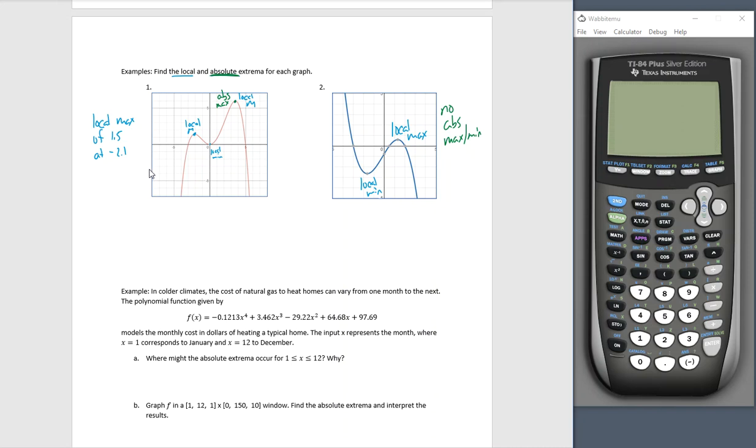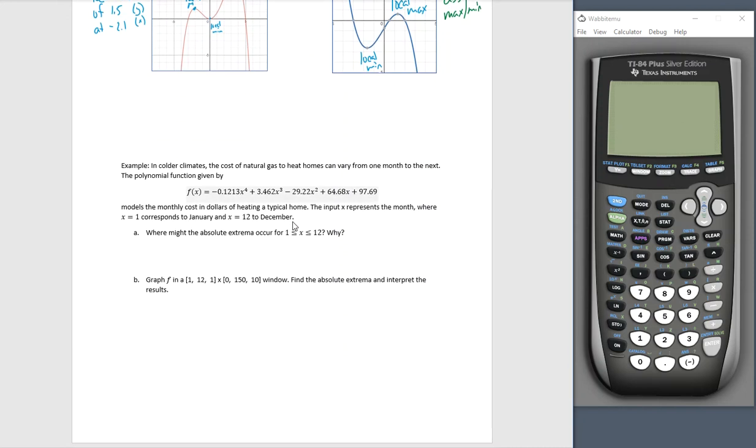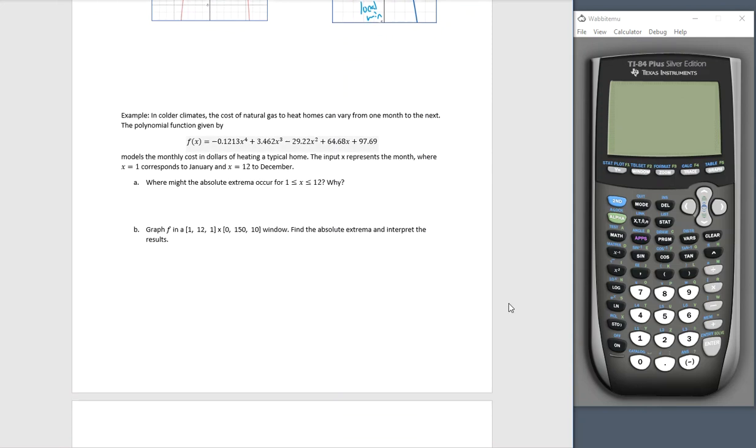negative 2.1. Okay, so what is the maximum? 1.5. Where is it? Negative 2.1. The y value is what it is, and the x value is where you can find it. And it depends on how the question is phrased as to how you would answer these particular problems. All right, so how might we use these in reality, in our real world?